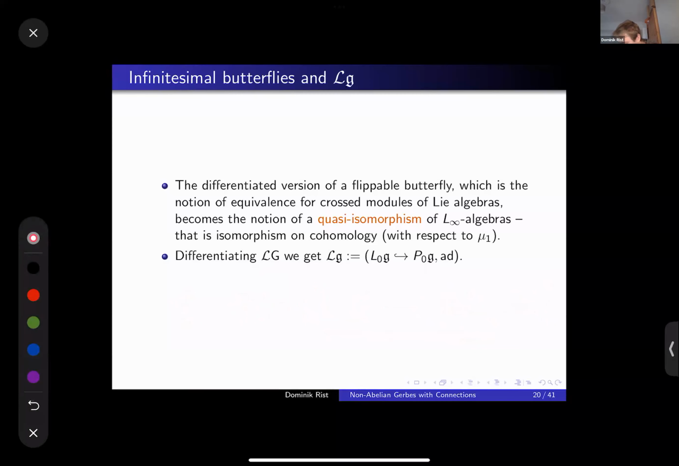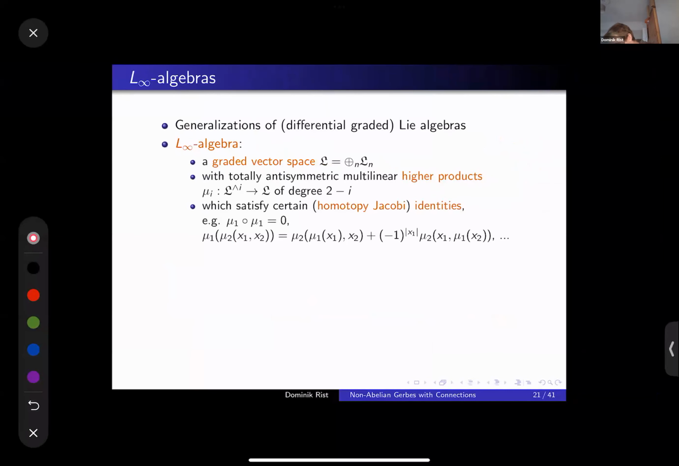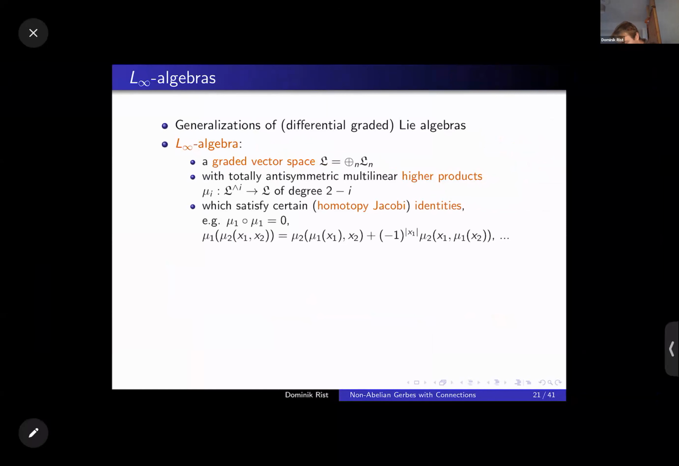Okay, so I'll be needing all of this in what's coming. But let me first insert a couple of comments on L-infinity algebras. So L-infinity algebras are just generalizations of differential graded Lie algebras. So I have the graded structure, I have the Lie algebra structure, and I have the differential structure. So I have a derivation.